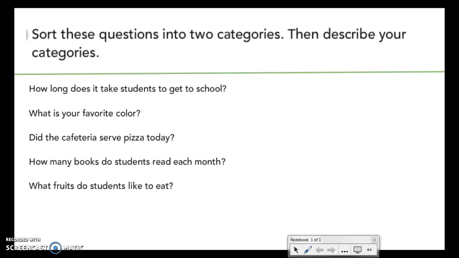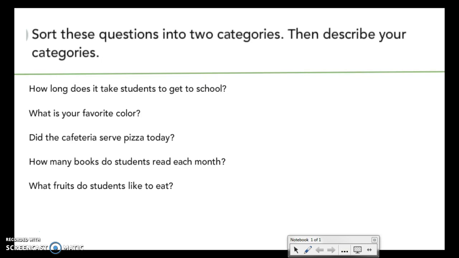into 2 different categories. So you have, how long does it take students to get to school? What is your favorite color? Did the cafeteria serve pizza today? Or how many books do students read each month? What fruit do students like to eat?